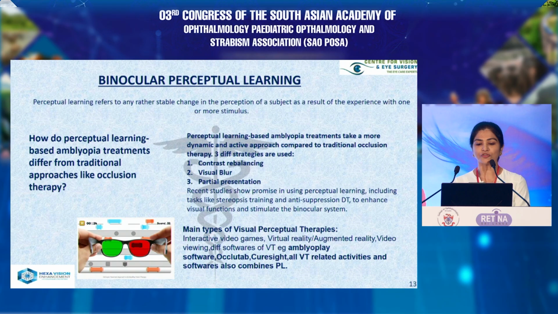Now, the main types of visual perceptual therapies which have been used in the software and apps are some of the interactive video games. There are different types of games being given to the kids. Virtual reality or augmented reality, which is pretty common nowadays. Video viewing, different software like Amblyo Play, is not being used that much because there are other things like QC, Binox available. OccluTab, CureSight, all vision therapy related activities and software also combine perceptual learning.